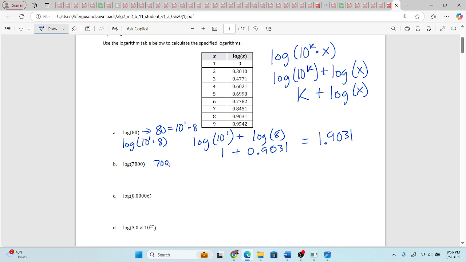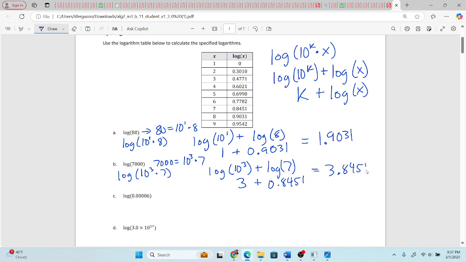All right, so what about log of 7 G's, 7 grand? Well, 7 grand is 10 to the third power times 7. 3 zeros, third power. So I'm going to write that as log of 10 to the third power times 7, which is going to be log of 10 to the third power plus log of 7. And log of 10 to the third power is 3. So I got 3 plus, and then there's my 7 right there, 0.8451. So that's going to equal 3.8451.